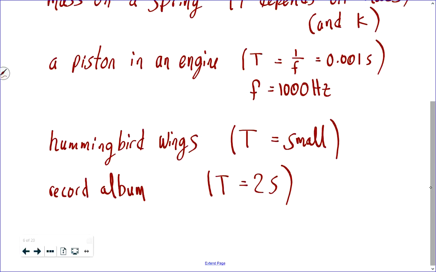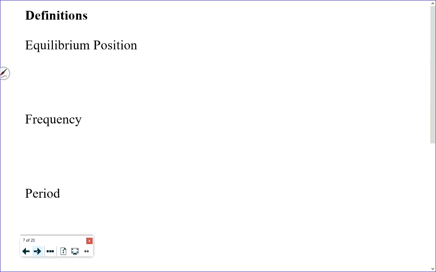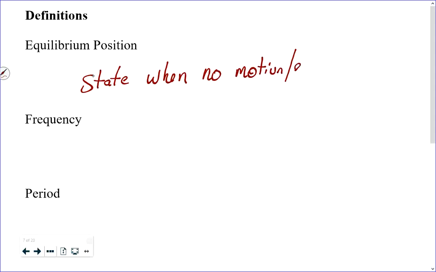Now we need to go through a few definitions, and then we will take a look at a couple of examples today. What is the equilibrium position of a simple harmonic oscillator, or the equilibrium position of a wave, which we're going to get to in a week or two? Well, the equilibrium position is the state when no motion or energy is present.